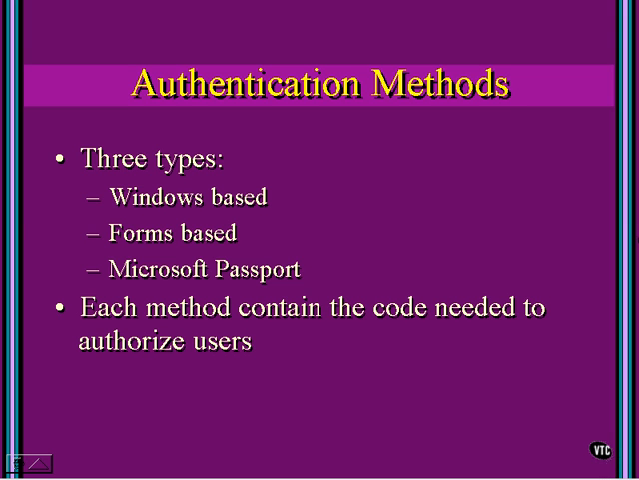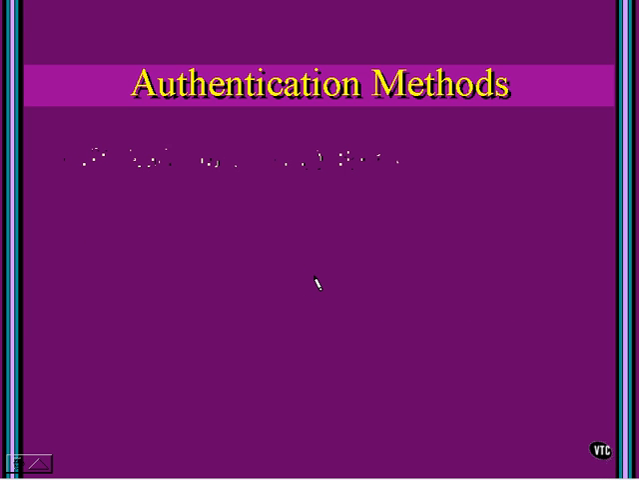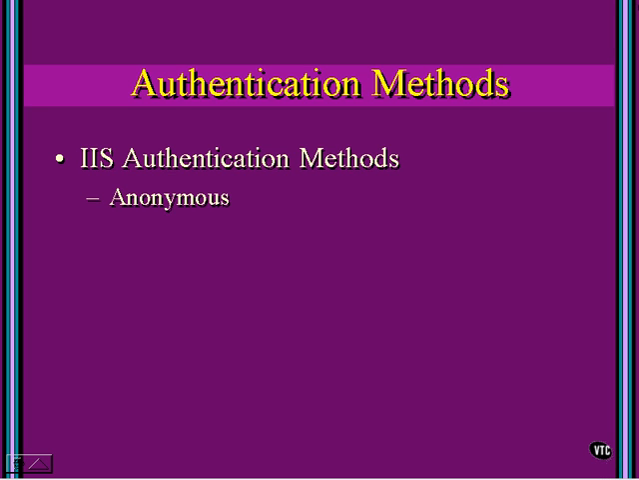Each method contains code needed to authorize users. Each one of these is, in essence, calling some code in the .NET framework to carry out the correct authorization, and there's different levels and functionalities. Now, in IIS, we looked at these in the previous video about the authentication methods, and let's go into those a little bit deeper now.